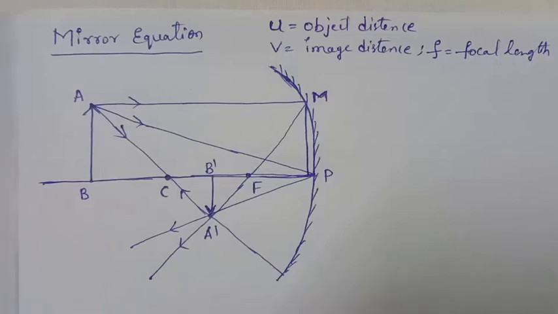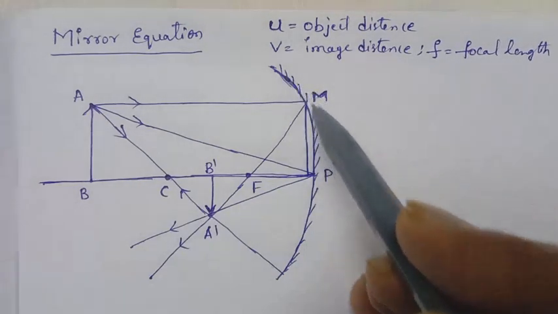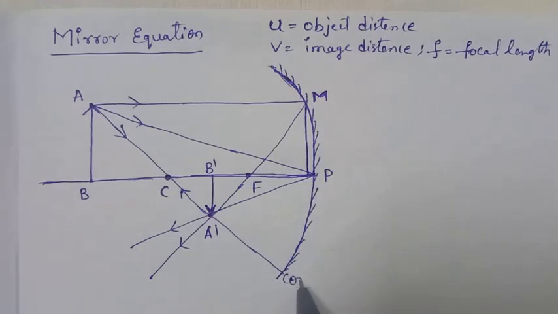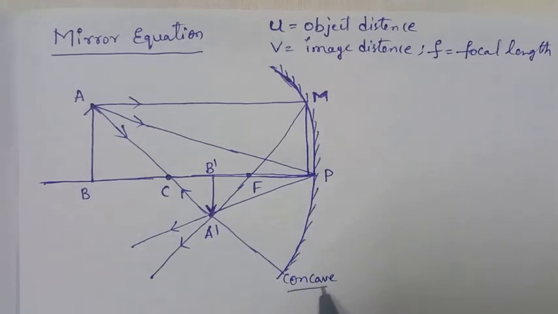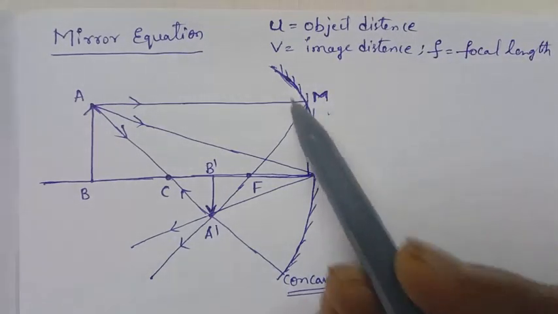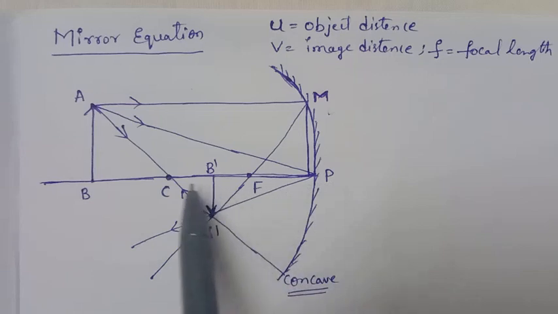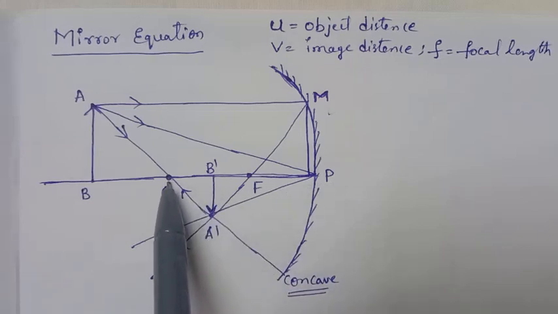So today our topic is the mirror equation. Here the mirror is a concave mirror. The outer part is coated and the inner part is the reflecting surface. The midpoint of the mirror is called the pole, and there is also the center of curvature.